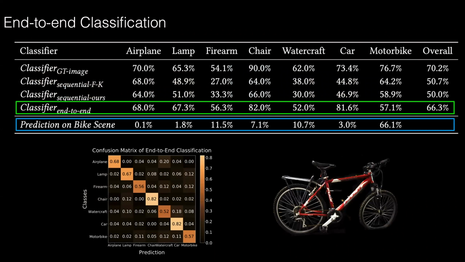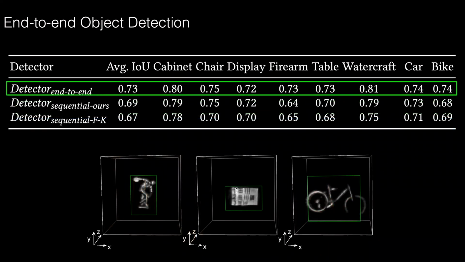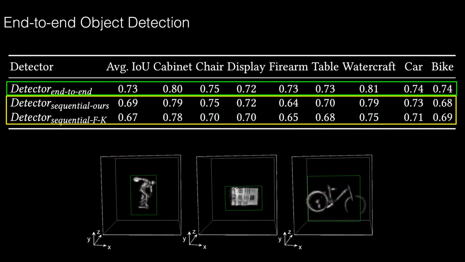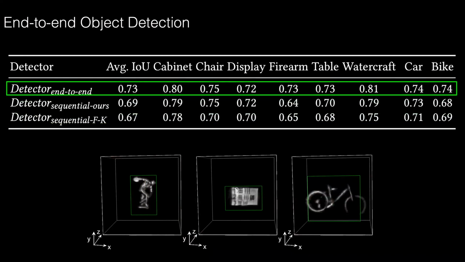We also test our end-to-end model on one experimental bike scene. The last row shows the confidence scores for each class, with the highest confidence of more than 66% predicting the scene as a motorbike. This validates the model's generalization ability. For object detection, the proposed end-to-end method also substantially outperforms sequential pipeline approaches that first reconstruct an image and then add a decoder on top. The object detector trained only in simulation also again generalizes to real data, as shown on the bottom.